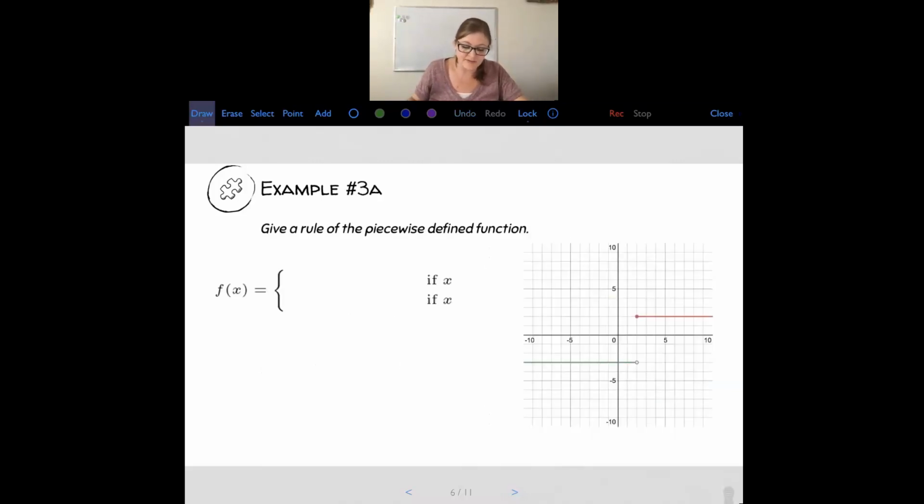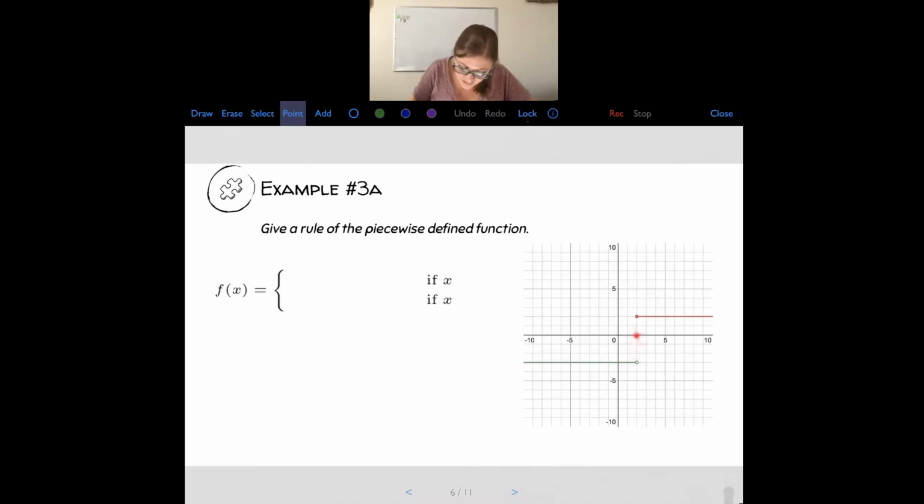Next example, give a rule for the piecewise defined function. So this is where you're going to look at the graph, give the output rule for the correct domain. Okay, so let's start. We usually start with the smaller x values, which occur in terms of the green line that we see. Okay, so you may decide to determine the y formula, the output formula first, or the domain first. I'm going to look at the domain.